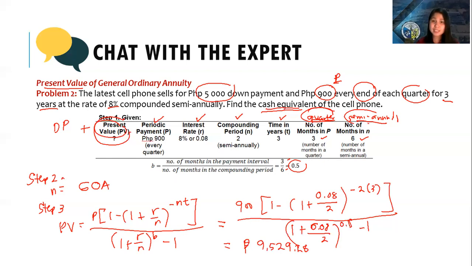But the question is the cash equivalent. So you need to add your 5,000 down payment. The total cash price for that is 14,529 pesos and 28 centavos. If you need to review, you can pause this video and check on your calculators. But if you don't need to, then you can proceed to the next problem.